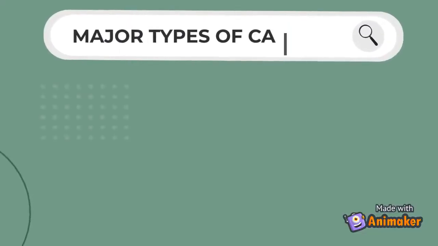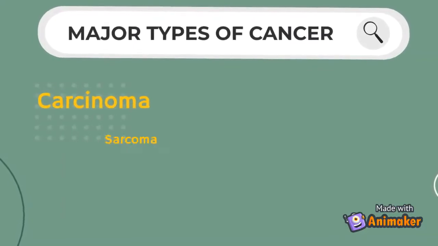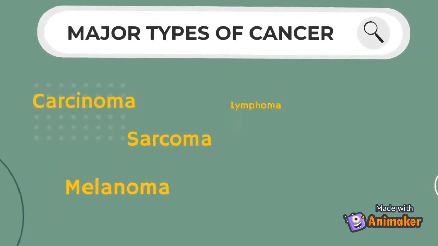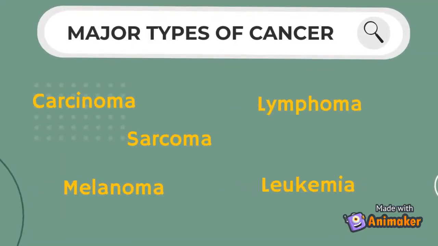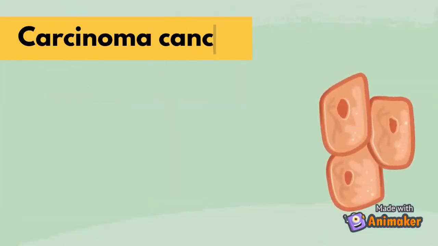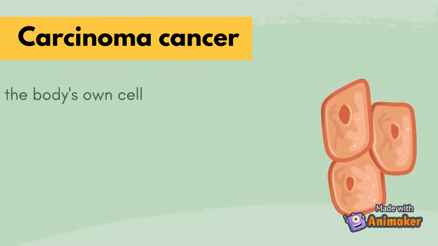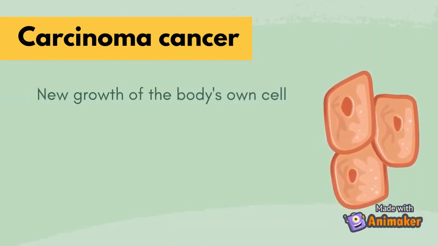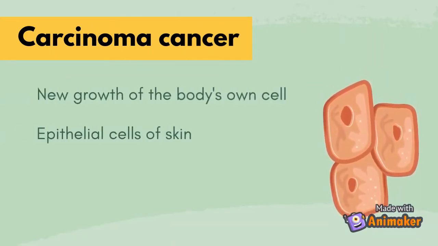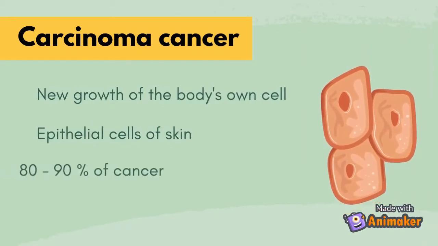There are different major types of cancer, namely carcinoma, sarcoma, melanoma, lymphoma and also leukemia. Let us begin with the most common type of cancer, the carcinoma cancer. Carcinoma refers to a new growth of the body's own cells. It usually starts in the epithelial cells of the skin and accounts for 80 to 90% of all cancer.